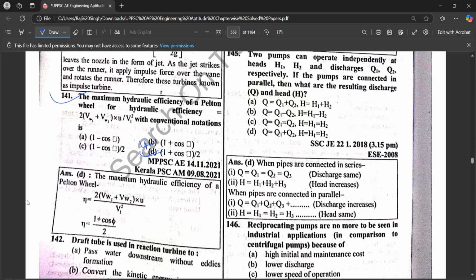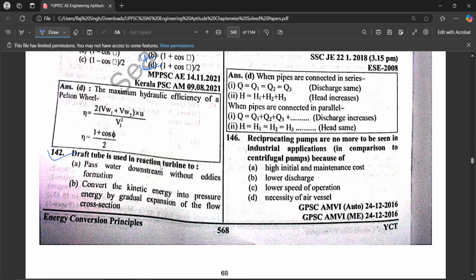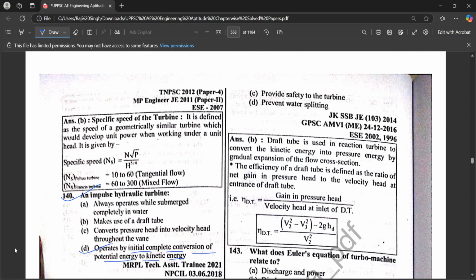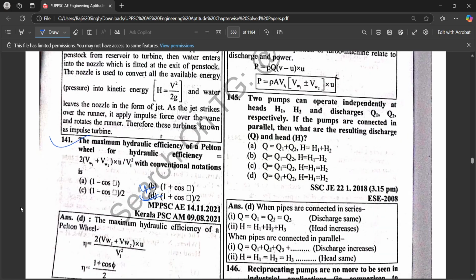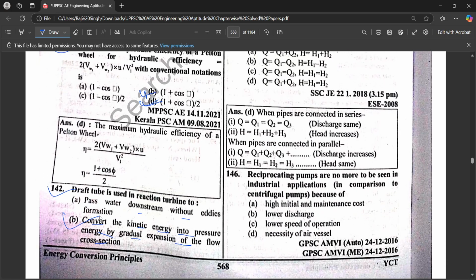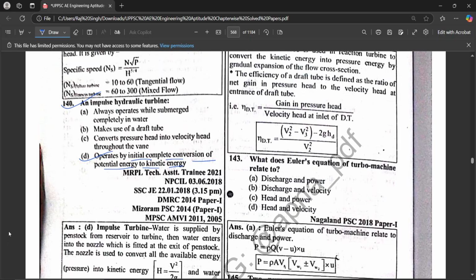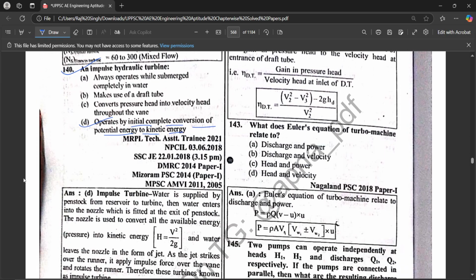Okay. The draft tube is used for a reaction turbine to pass water downstream without deformation, to convert kinetic energy into pressure energy by gradual expansion of the flow cross section, and to provide safety to the turbine by preventing water splitting. Hence B is correct, which is to convert the kinetic energy into pressure energy by gradual expansion of flow. Okay, next question.